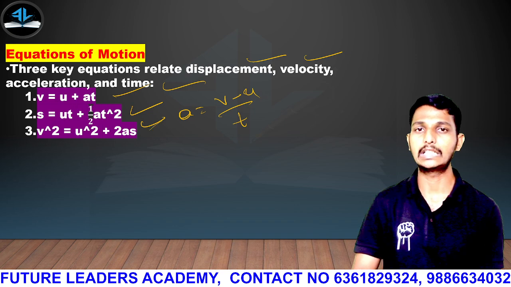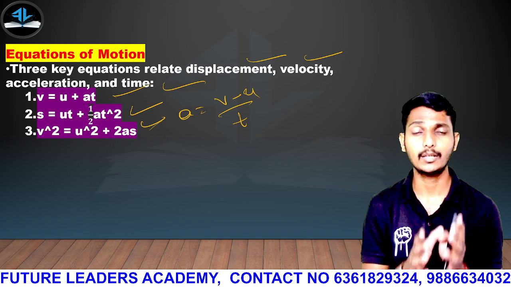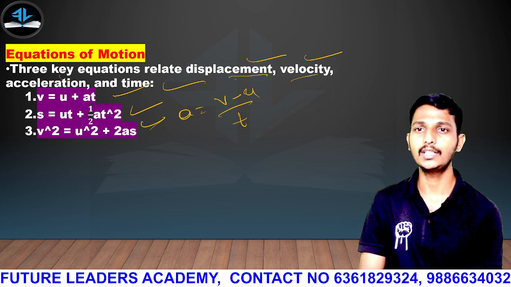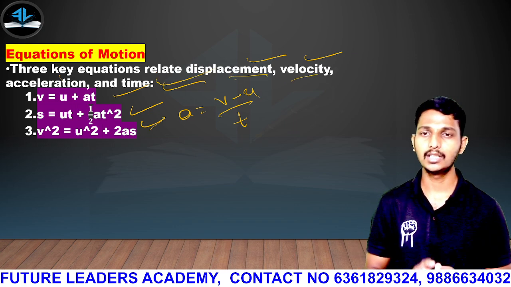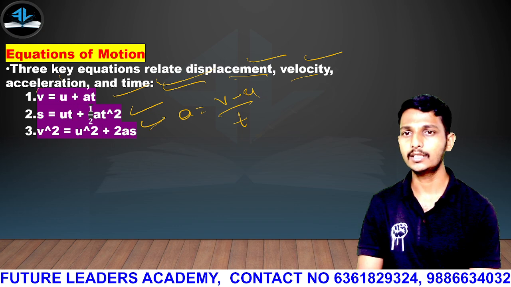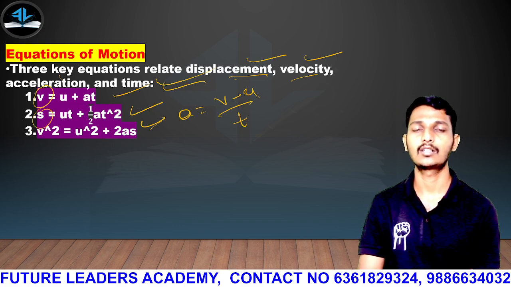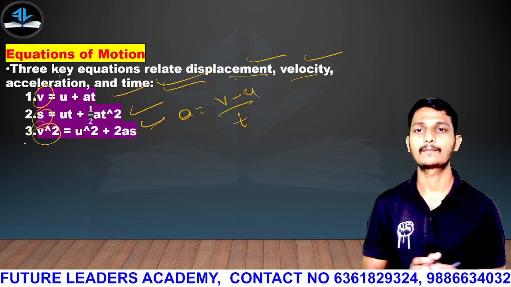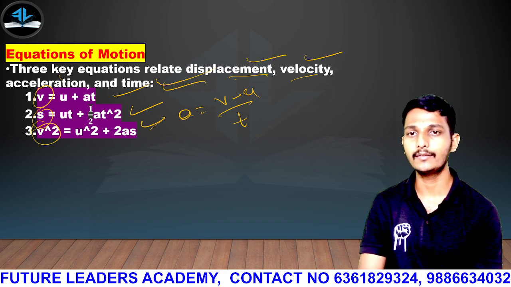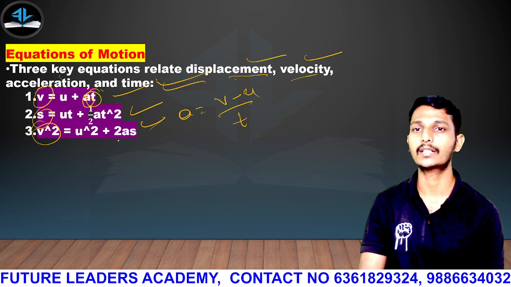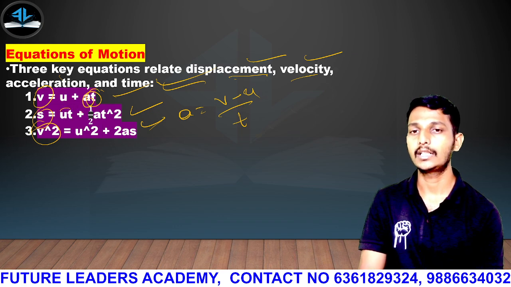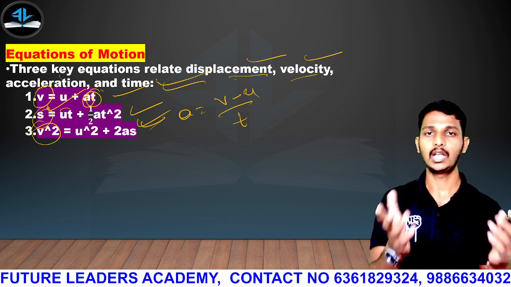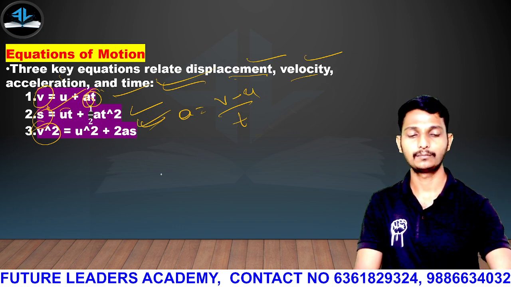These are the three main equations of motion, relating displacement, velocity, acceleration and time. These are the most important. By the first one we can find velocity and also the time. Here also we can find out the time. Then here we can calculate the distance, and here also, that is the total average velocity. Clear now?